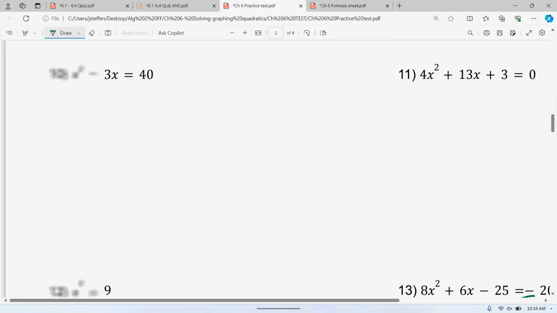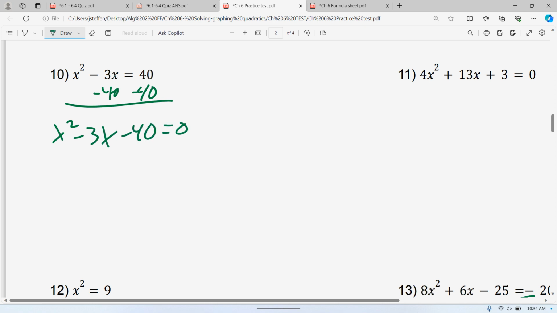Number 10, so there is no leading coefficient for this one, so I would go ahead and try factoring. X squared minus 3x minus 20. Factor this, and if you can't factor it, then you have to use the quadratic formula. Somebody on the quiz put prime for one of them. There are no prime. If you can't factor it, we can still solve it with the quadratic formula. That's the whole reason we use that quadratic formula.